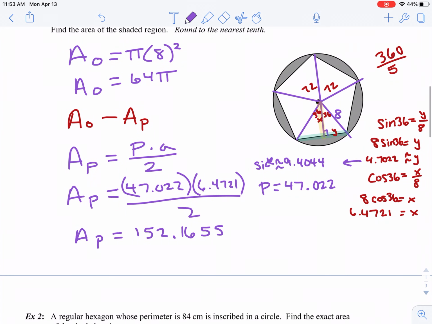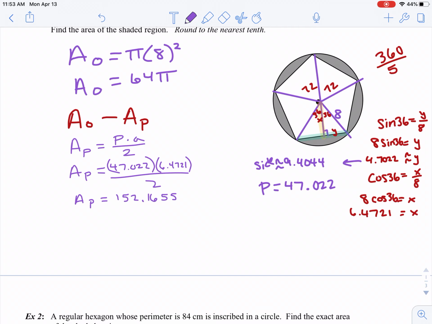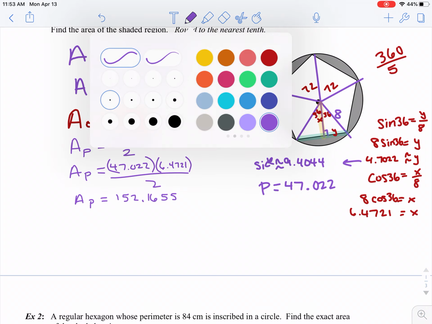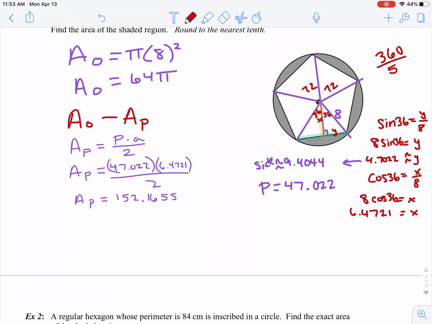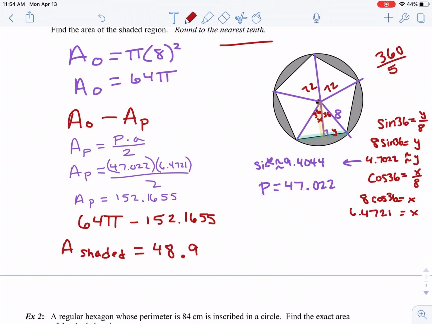So ultimately, our goal is to find the area of the shaded region. So keep in mind that all we found right now is the area of the circle and the area of the pentagon. So now I'm going to calculate the shaded region. I'm going to subtract 64 pi minus 152.1655. And I'm just going to type that right into my calculator and round. And so that gives me the area of the shaded region is equal to 48.9, when I round to the nearest tenth, centimeters squared.